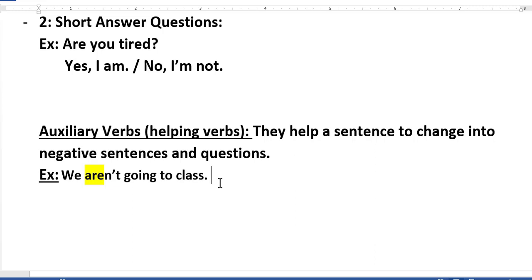Always remember, there are two types of verbs: main verb and auxiliary verb. Right now, this is what? This is an auxiliary verb.